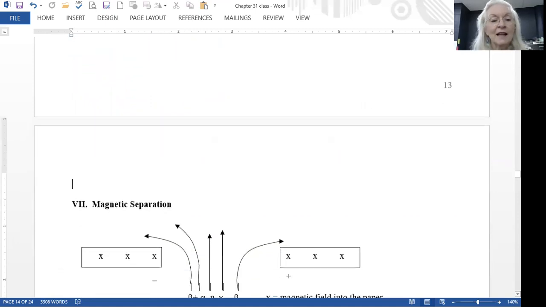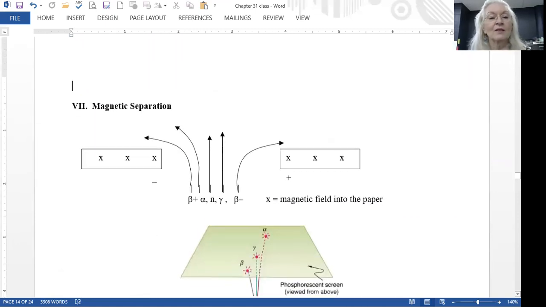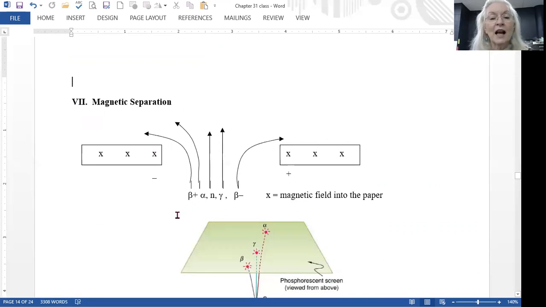We'll look at the magnetic separation and then move on to something else. So with magnetic separation, you can take alphas, betas, gammas, neutrons, and pull them apart from a beam based on the fact that the beta plus and the beta minus and the alpha have different masses and charges, while gammas and neutrons don't have charges. So let's look at this. A gamma ray and a beam of neutrons don't have a charge, and so they're not going to be deflected by the magnetic field. You'll notice in my magnetic field, I have a negative charge on the left side and a positive on the right side. So the uncharged things go straight through.